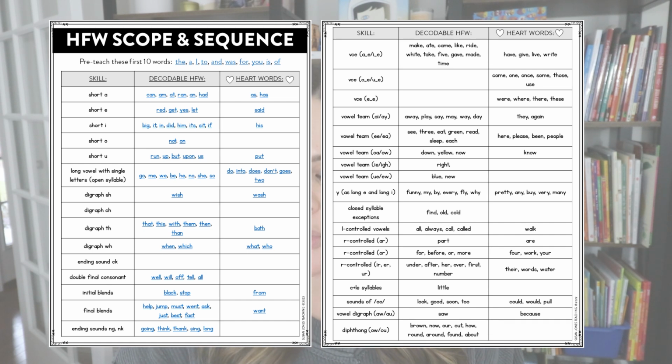So you can see some of the short A words are can, am, at, ran, and had, and some of the heart words are going to be as and has because of that Z sound coming from that final S. Our students haven't learned that yet when they would go over this, so those S's would have a heart over it. Now, since I already went ahead and sorted these, I actually linked each word to its own sheet. That way you can quickly take a look and see what high frequency words you're working on and just click them to get brought to that worksheet.